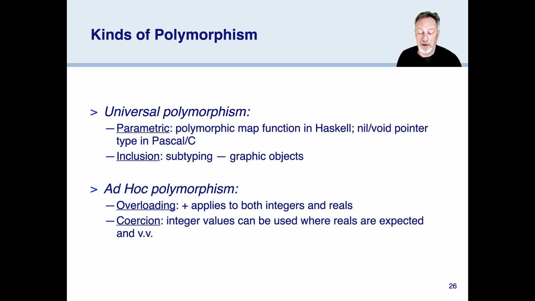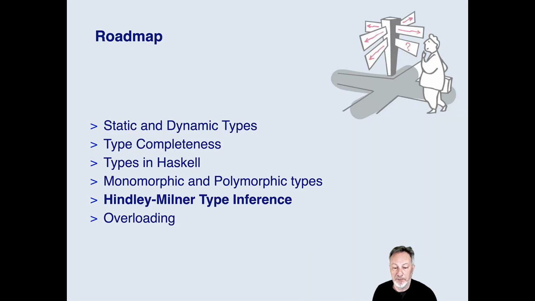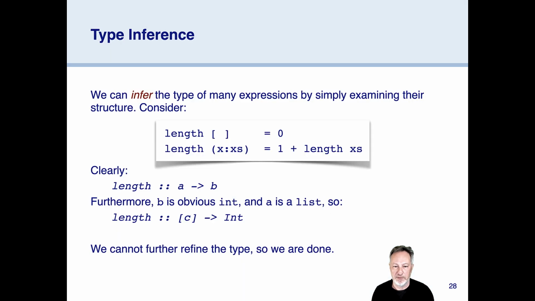We'll see a little bit later in this lecture that Haskell supports parametric polymorphism, and it also has a very nice mechanism for specifying overloaded operators. But before we do that, let's have a look at Hindley-Milner type inference. This is the algorithm that allows us to infer types of programs in Haskell automatically, without having to explicitly declare the types.